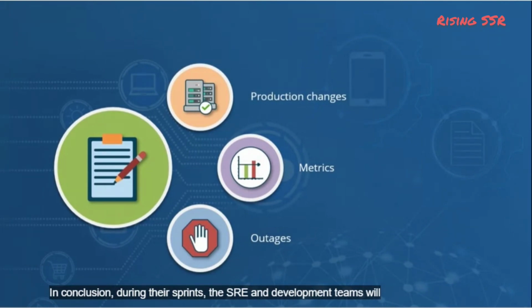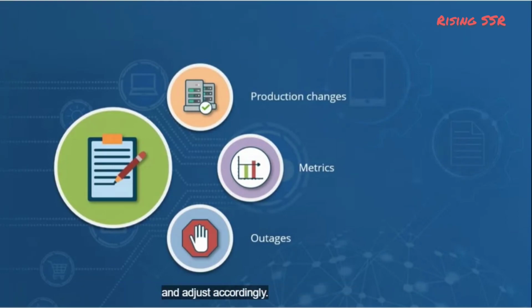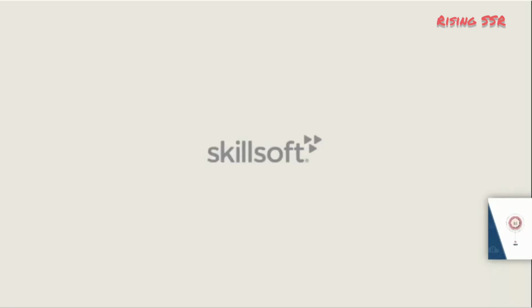In conclusion, during their sprints, the SRE and development teams will often get together to make sure they're on the same page. Additionally, the SRE team will have a production meeting to review what's happening with the service from a reliability viewpoint and adjust accordingly.